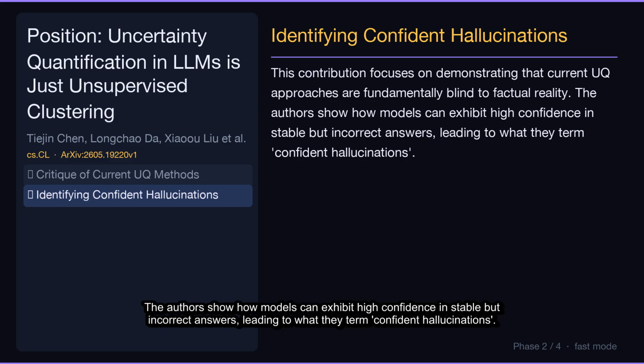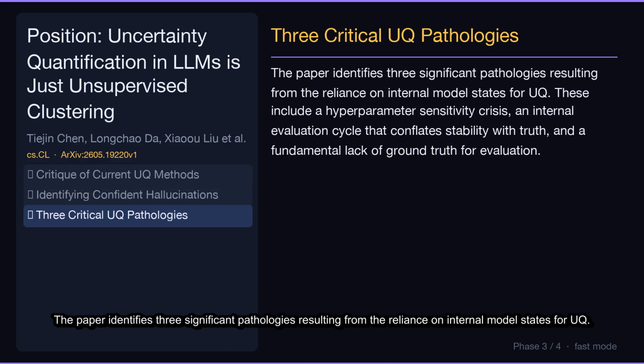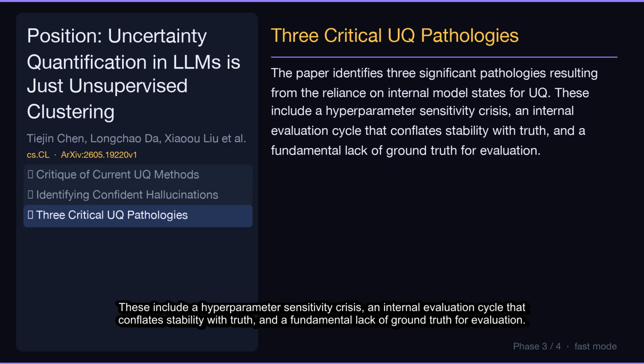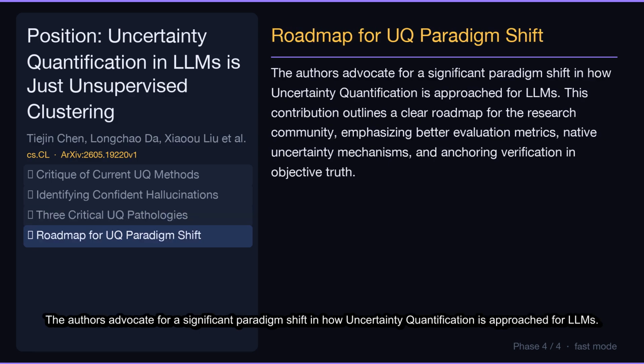The authors show how models can exhibit high confidence in stable but incorrect answers, leading to what they term confident hallucinations. The paper identifies 3 significant pathologies resulting from the reliance on internal model states for UQ. These include a hyperparameter sensitivity crisis, an internal evaluation cycle that conflates stability with truth, and a fundamental lack of ground truth for evaluation. The authors advocate for a significant paradigm shift in how uncertainty quantification is approached for LLMs.